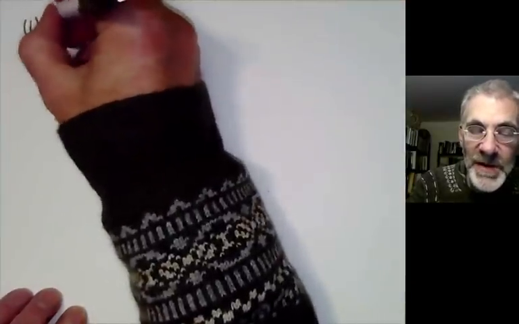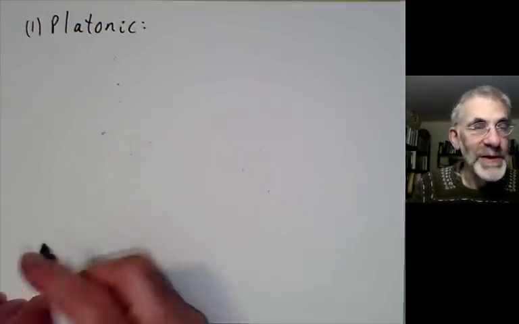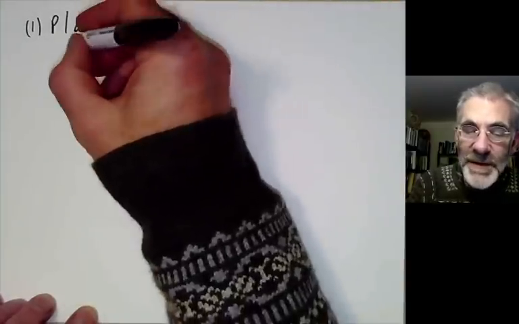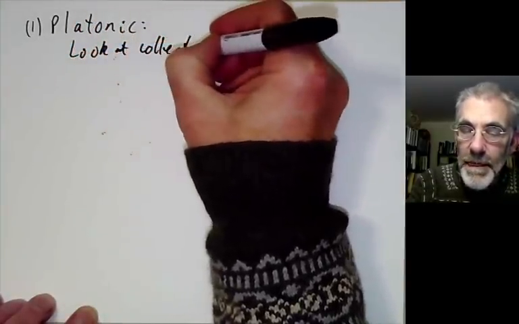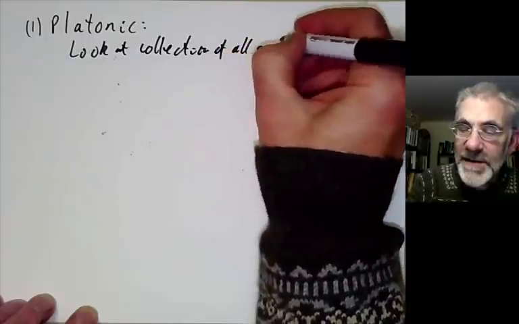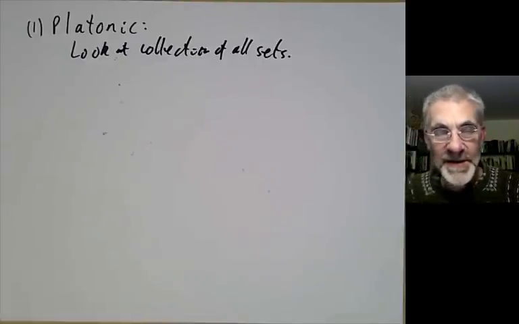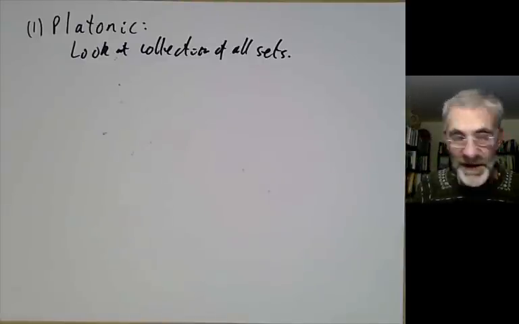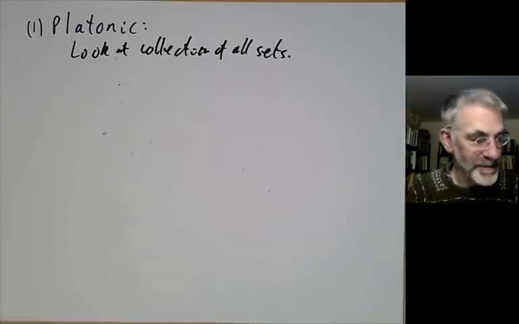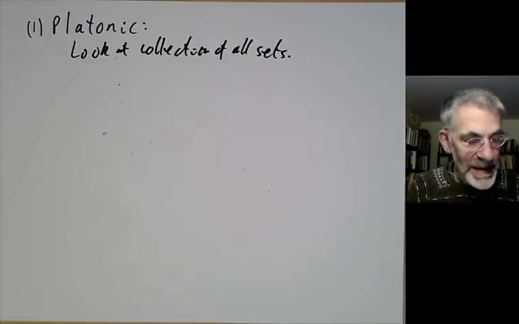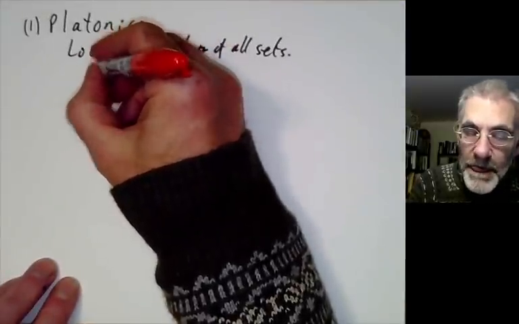First of all, there's a sort of Platonic way of picturing sets, where what we're doing is we look at the collection of all sets, and we imagine that somehow this set of all sets exists in some mystical way, and the axioms are an attempt to describe its properties. Well, this has one serious problem. First of all, we don't know what a set really is.